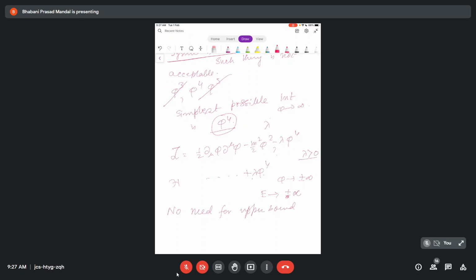You know the harmonic oscillator. Is there any bound? E_n equals (n plus half) h-bar omega. You know n can go to infinity, so this can be infinity. So there is no upper bound needed because the excited state energy can be anything. So it is a valid theory.